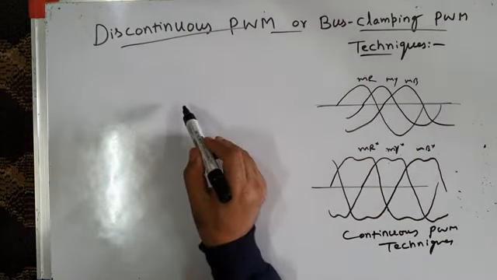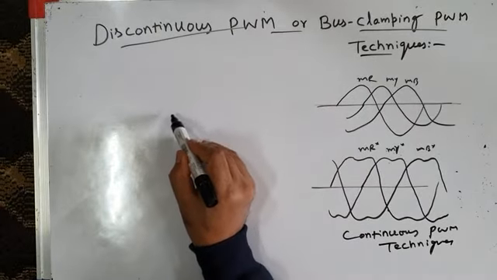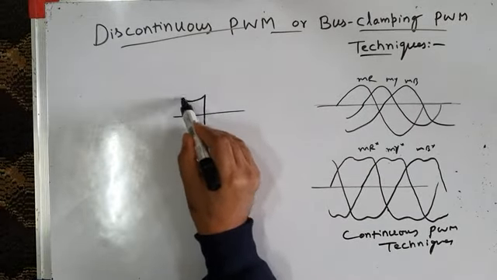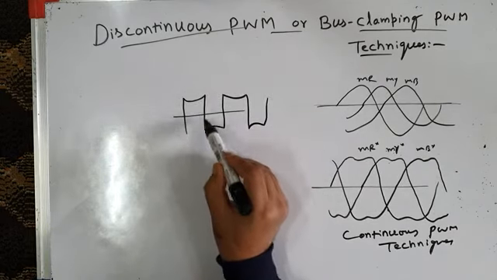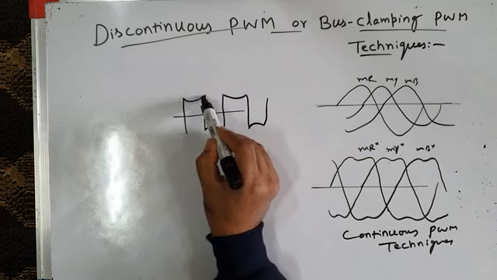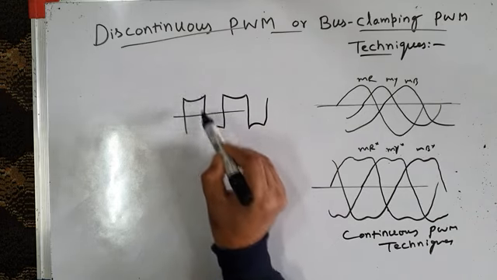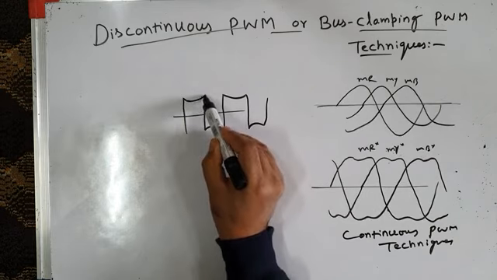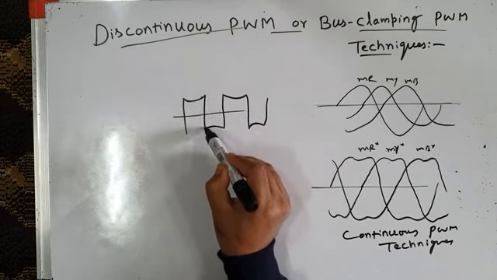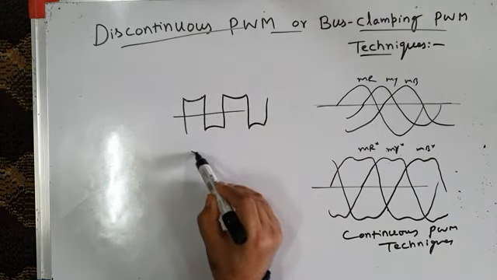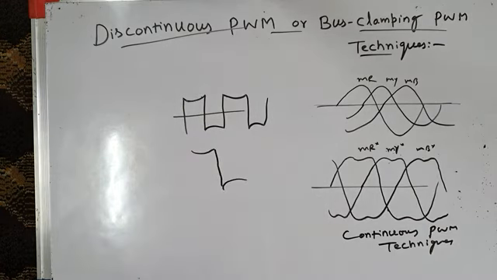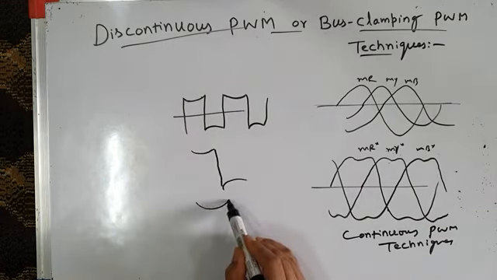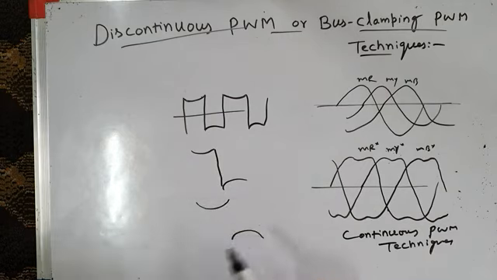In the bus clamping PWM technique, our modulating wave may be something like this. It is not a continuous function of time. You can see it is a discontinuous function of time. This is a function of time, this is also a function of time. Then this function and this function are joined by this line. If you want to join them, you have to lift your pen up and join them like this. You first draw this, then lift your pen, draw this, lift your pen again, and then combine them like this.